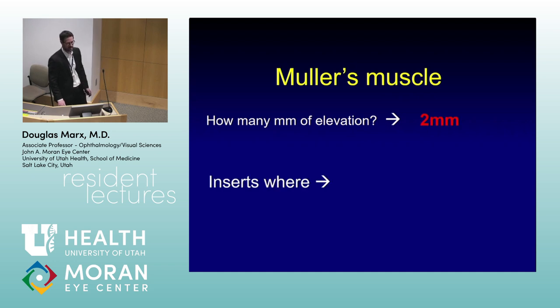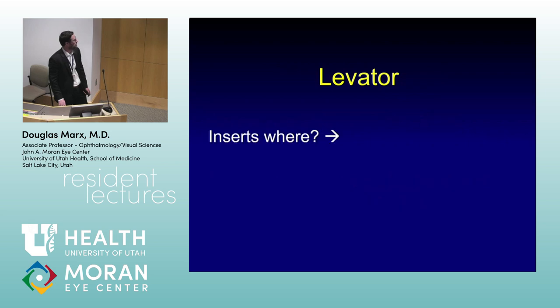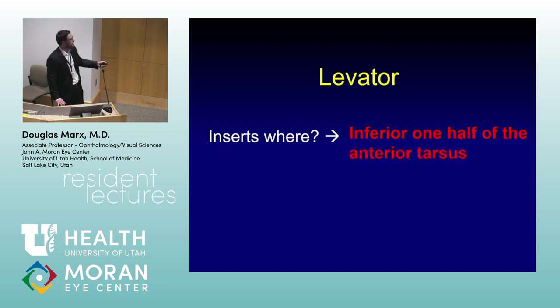Where does it insert? So superior border of the tarsal plate, right? The levator inserts where? Anterior portion of the tarsus. So I think this is a great question. I didn't come up with these, my fellows did. Anytime I'm cutting down onto the anterior surface of the tarsus, I'm cutting the aponeurosis, I'm cutting the levator, right? But there are so many attachments, it doesn't make a difference. It's the inferior one half of the anterior tarsus.